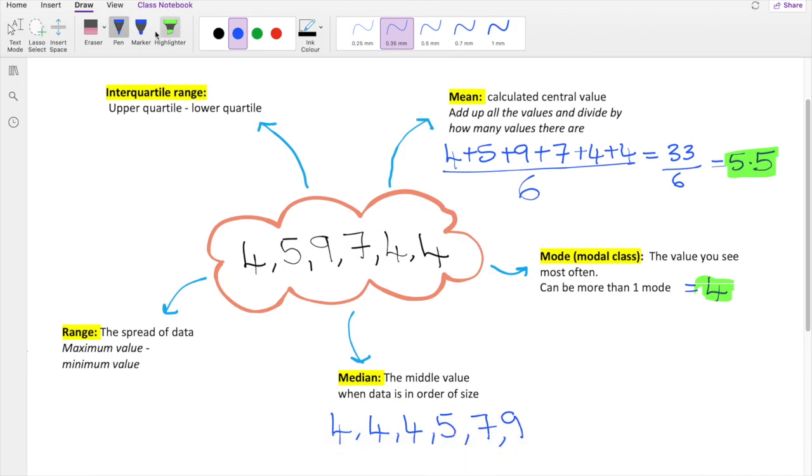You then need to think which value is halfway between. So I have 6 values, and the number that is exactly halfway between is actually going to be somewhere between these two. If you do not have a value halfway between, you have to find the halfway point between the two values on either side of it. And the halfway point between 4 and 5 is 4.5.